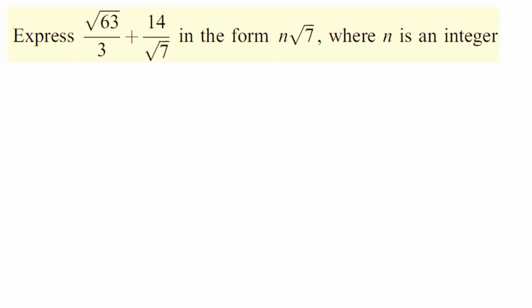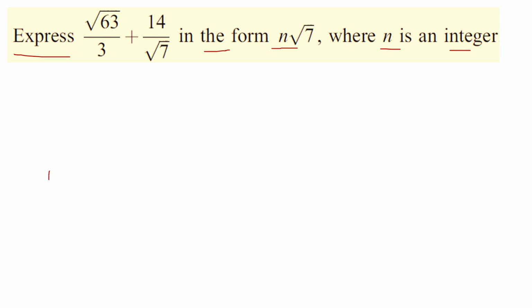AS level maths, A level maths, working with surds, chapter 1 of year 12. Looking at AS maths, working with surds, so simplifying surds and rationalizing the denominator. Express the square root of 63 all over 3 plus 14 over root 7 in the form n root 7, where n is an integer. Rather than add the two fractions, I'm going to work with each fraction separately, simplify it, rationalize it if I need to, and then combine it together.